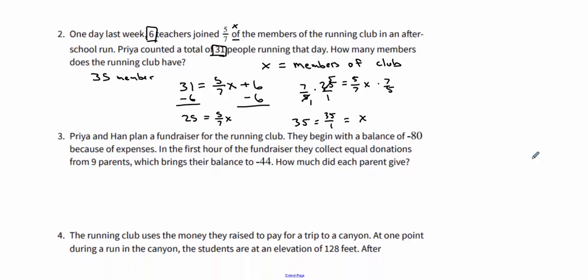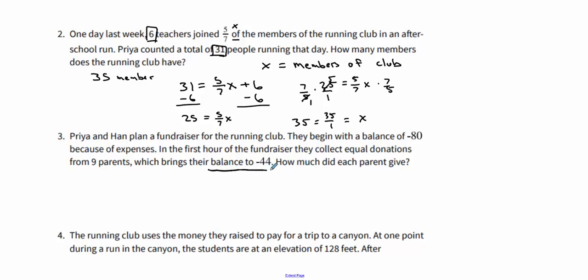Okay, let's look at number 3. Priya and Han plan a fundraiser for the running club. They begin with a balance of -80 because of expenses. In the first hour of the fundraiser, they collect equal donations from 9 parents, which brings their balance to -44. How much did each parent give?